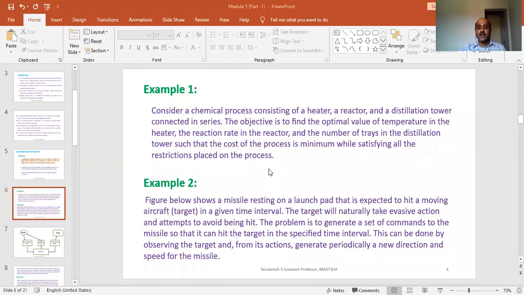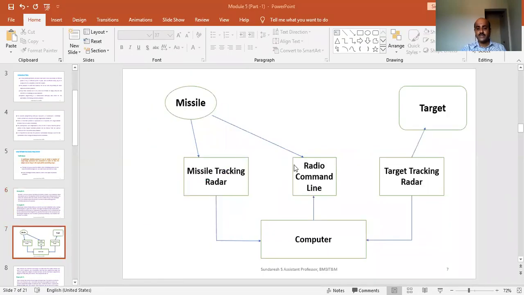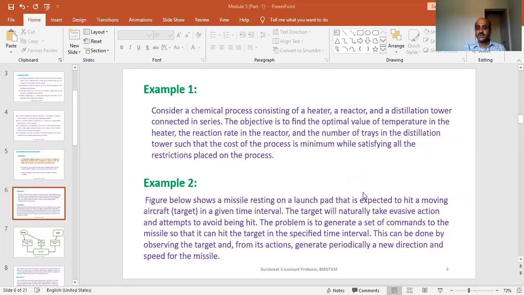It is just like a missile resting on a launch pad that is expected to hit a moving aircraft in a given time interval. So this is the missile, and this is the target. The missile is resting on the launch pad and you are expecting it to hit the moving aircraft in a given interval of time. The target will naturally take evasive action and attempt to avoid being hit.